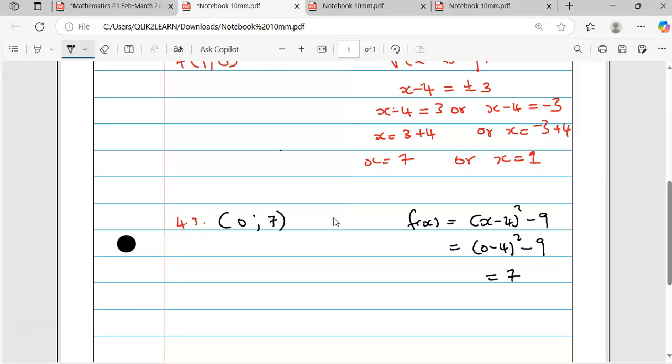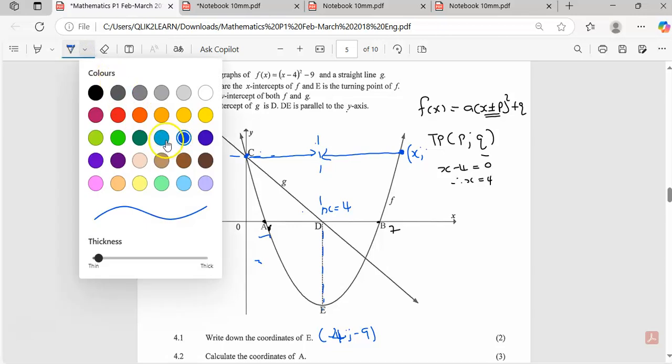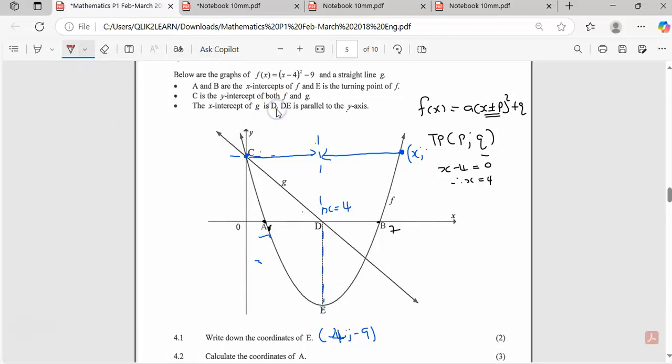So when they say this is the coordinate of C, M is the reflection of C. Remember that C and M will have the same y coordinate. Let's go back to the diagram. As you can see, they will have the same y coordinate. If you check from this point, they will have the same y coordinates. To find the corresponding x value, we can use this equation.